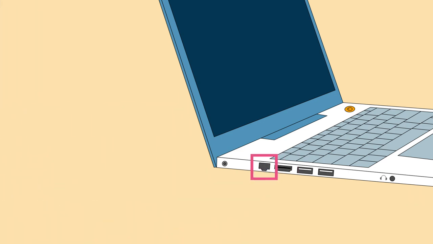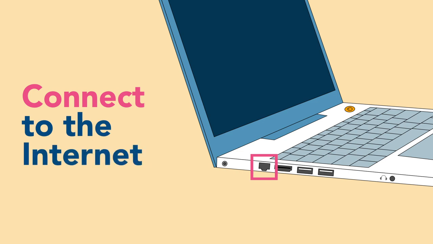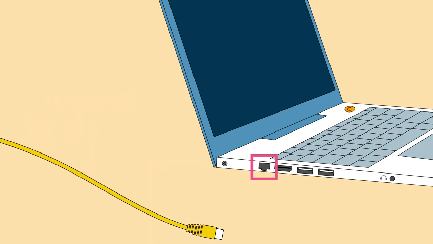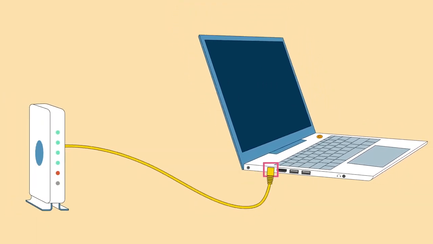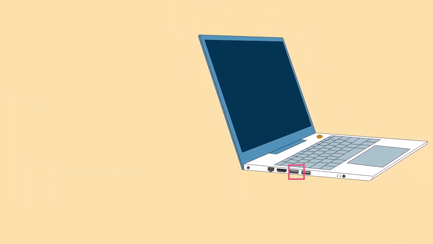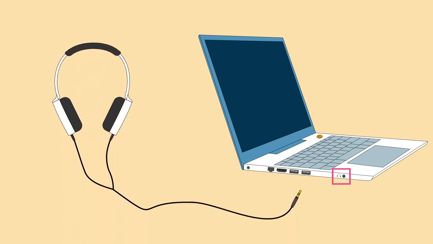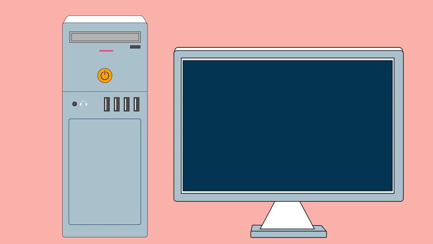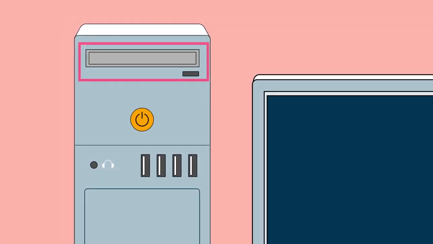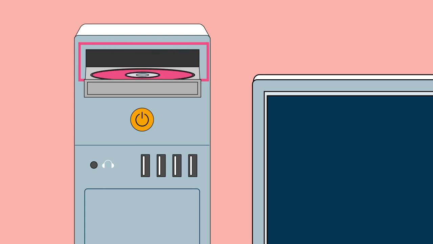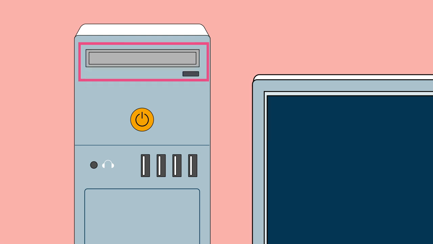The Ethernet port lets you connect to the internet if you're not using Wi-Fi. All you need is an Ethernet cable, which you can then connect to your modem or router. If your computer has an audio jack, you can use it to plug in wired headphones or speakers. You may or may not have a disk drive, depending on how old your computer is and who makes it. The disk drive can be used to insert a CD, a DVD, or a Blu-ray disc.